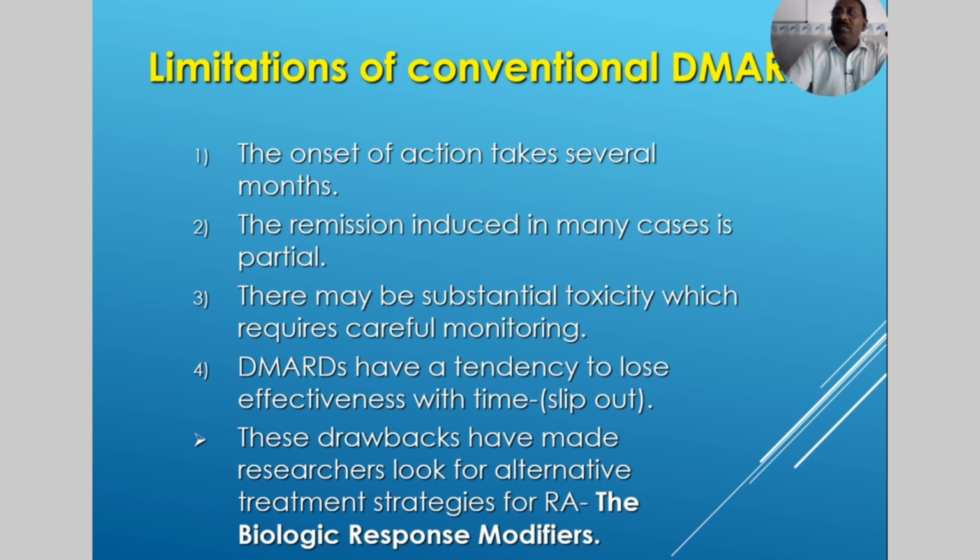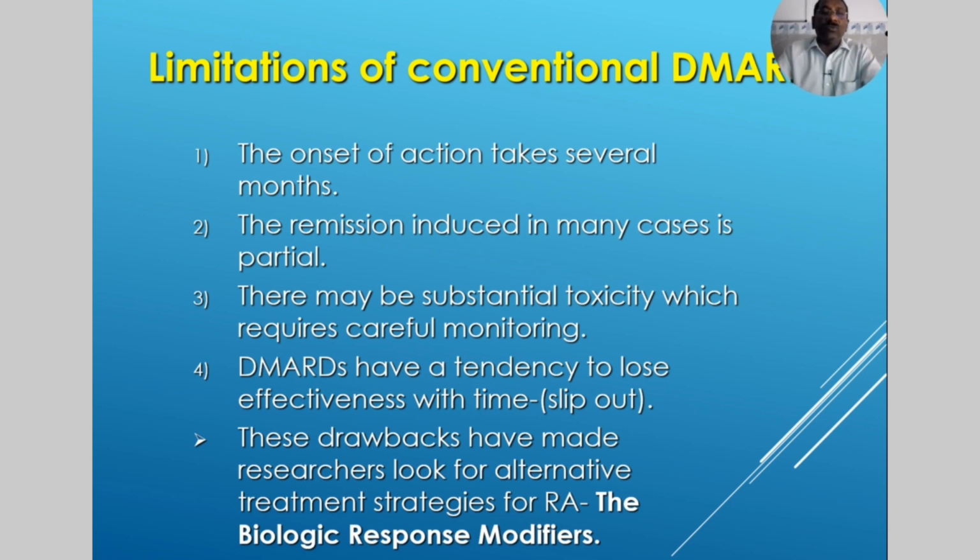What are the limitations of the conventional DMARDs? So onset of the action takes several months. That is the biggest limitation. It's not as rapid as your steroid therapy or your NSAID therapy. They are very comfortable with this therapy. But as far as the long-term results are concerned, DMARDs are very useful. The remission induced in many cases is very partial remission. Substantial toxicity which requires careful monitoring is very important.